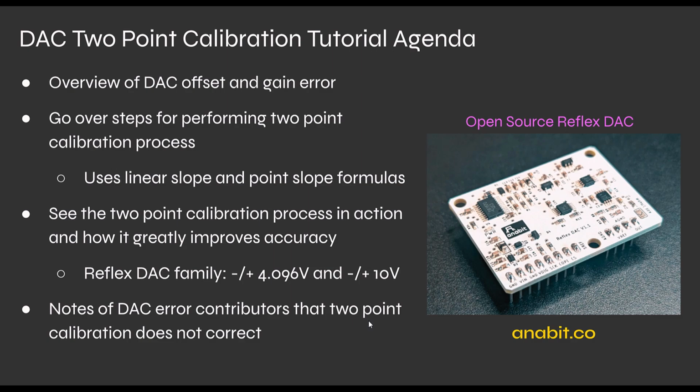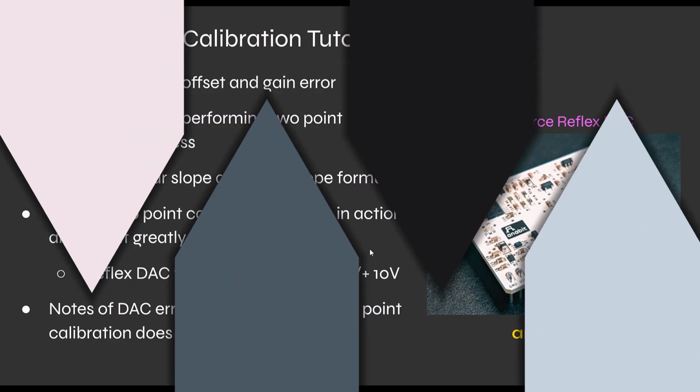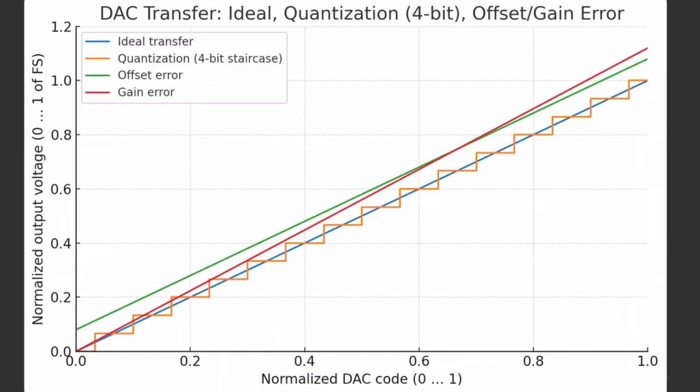Okay, let's look at DAC offset and gain error. Here we have a chart of a DAC transfer curve. This is a 4-bit DAC, and the orange staircase line represents the DAC output steps. 4-bit DAC means 2 to the 4, so we have 16 different output codes we can do for the DAC's output. And then the blue line represents the ideal curve of the DAC.